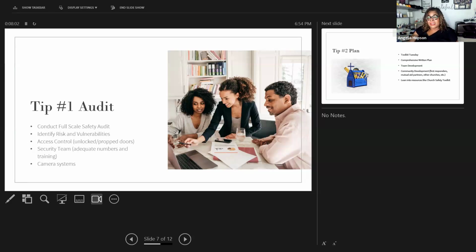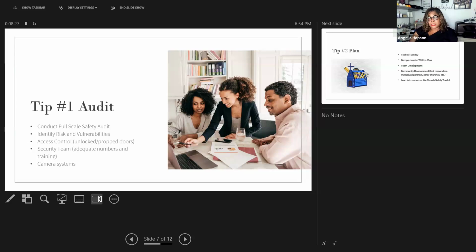So I think that is one of the best ways I've seen it done, because we have to always remember that we want to be welcoming. But access control is a big deal. Propping doors is a big deal. Kind of getting your staff and volunteers not to prop doors open or leave doors open as they're moving things in and out for events. Adequate numbers of security team folks and their training.